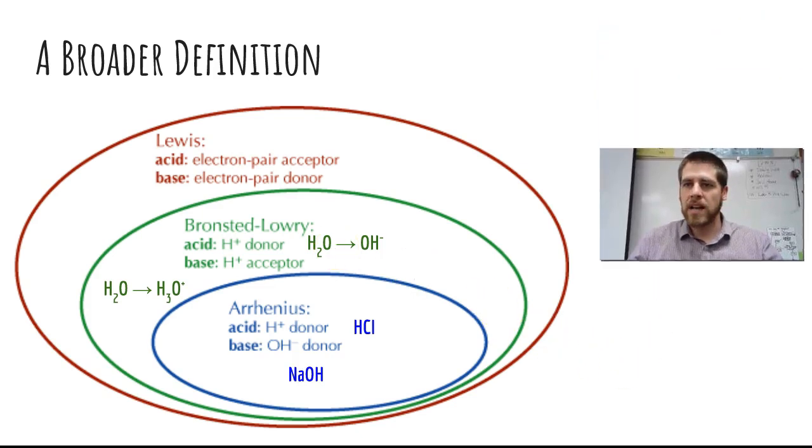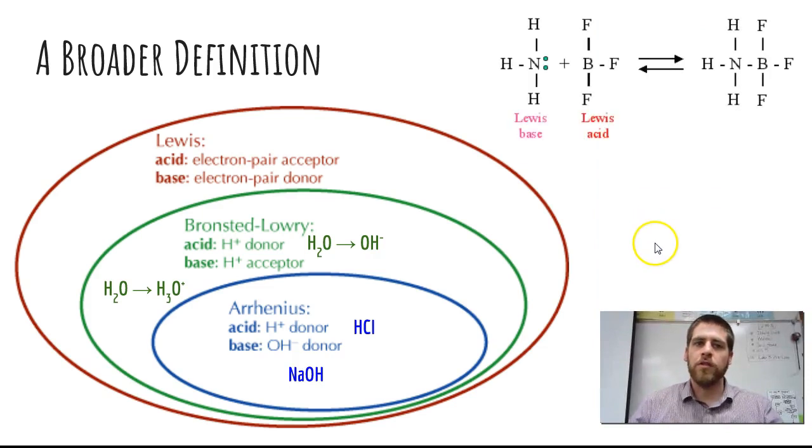Now with Lewis acids and Lewis bases, we're going to focus on the electrons. And here's an example. The electrons are donated to the Lewis acid here, to the BF3, and notice that actually results in a covalent bond that's formed. That's often the case with Lewis acids and bases.